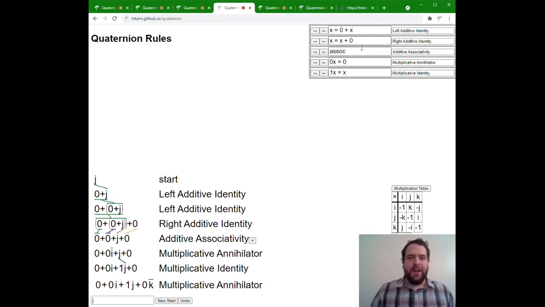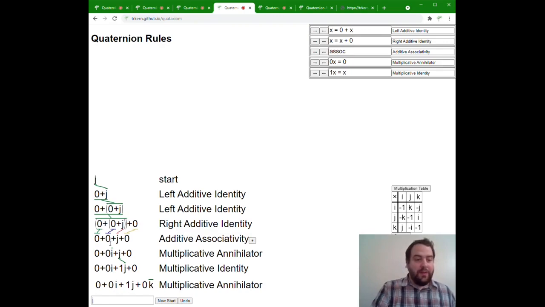Either one is fine. And then you need some additive associativity, because as you apply these additive identity rules, you get a bunch of parentheses that you don't want. So you use associativity to get rid of those parentheses. And then we need to use the multiplicative annihilator rule, right? It says 0 times anything is equal to 0, and we want to use that rule backwards to say that 0 is equal to 0 times anything.